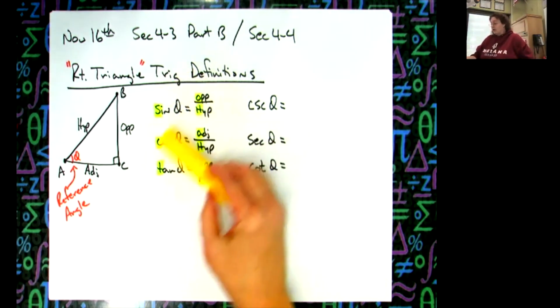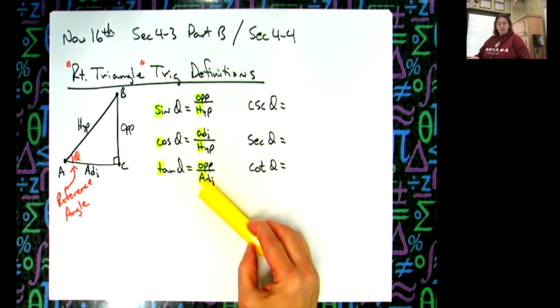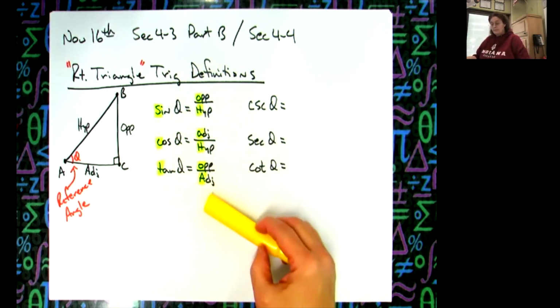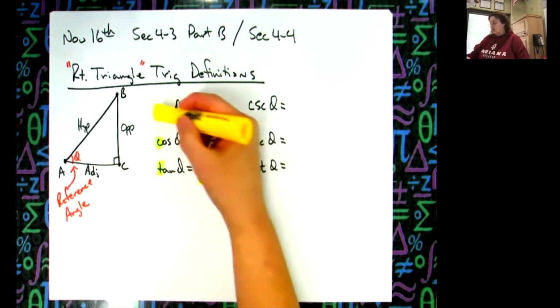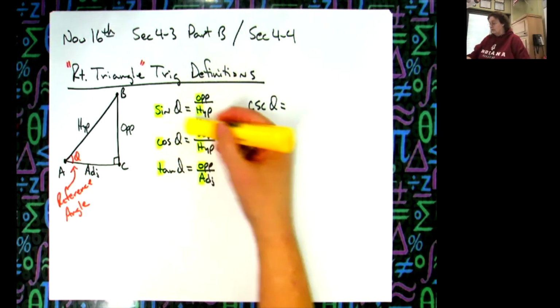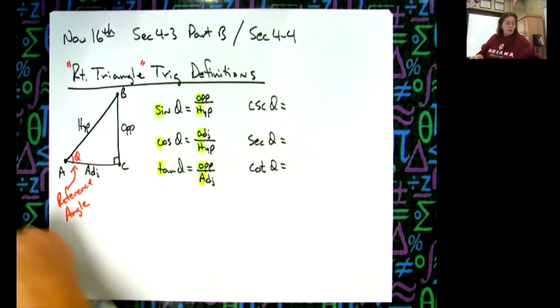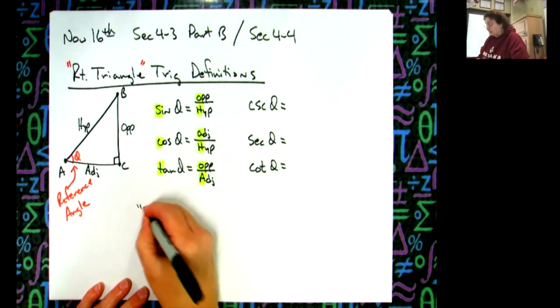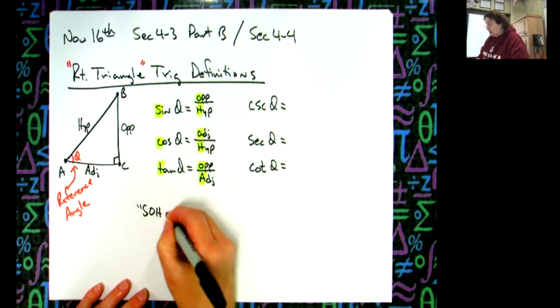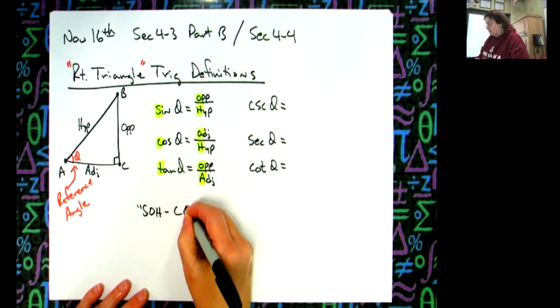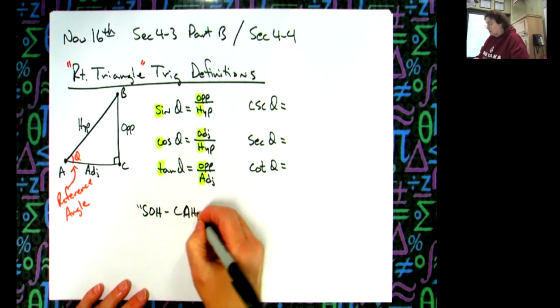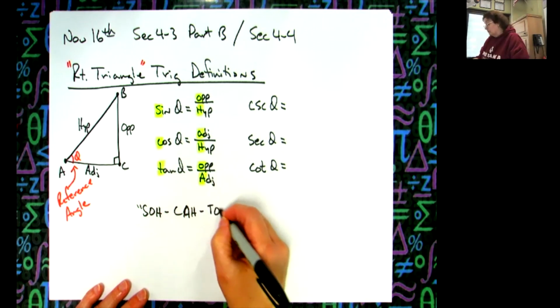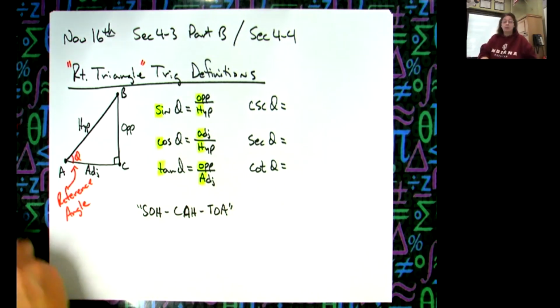If you say these in order, it's like Sokotoa, because there's Toa, Soka, and then there's Sokotoa. So let's write that down. If you're trying to use mnemonics to memorize things, the Sokotoa is kind of cool. Otherwise you're just going to memorize it straight.